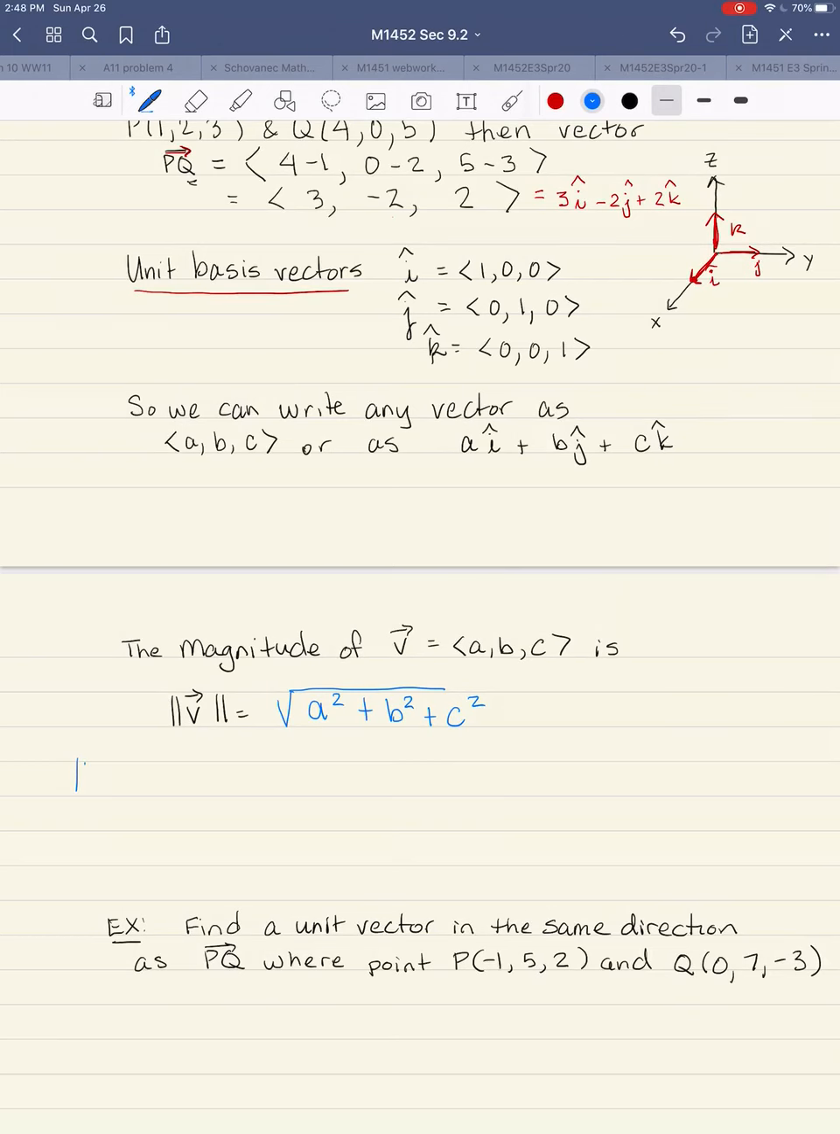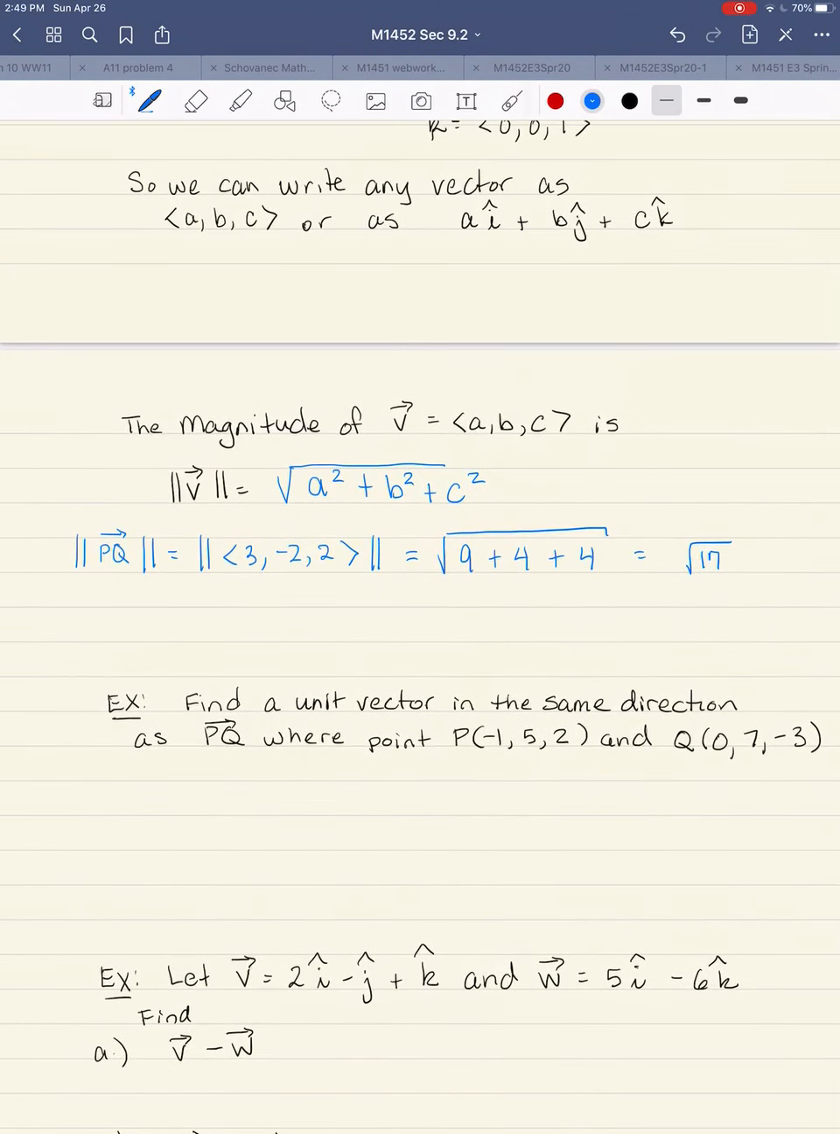Okay, so for instance, if I use my vector PQ above, let's find the magnitude of vector PQ that we had in the last example. So I'm finding the magnitude of the vector 3, -2, 2. So I square each component, 9 plus 4 plus 4, and then I take the square root of that. So 9 plus 8 is 17. It's a vector whose length is the square root of 17.